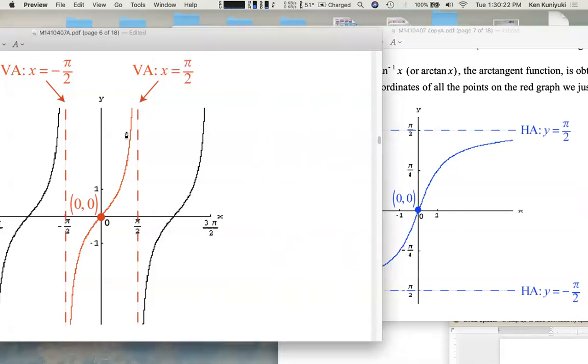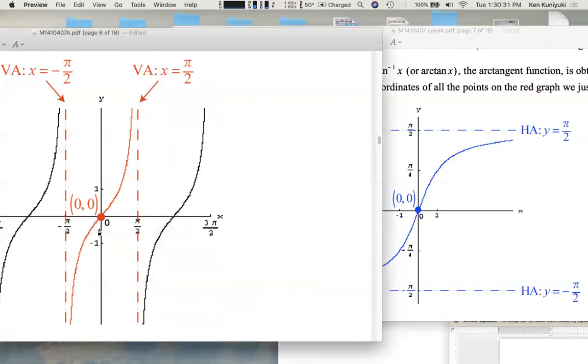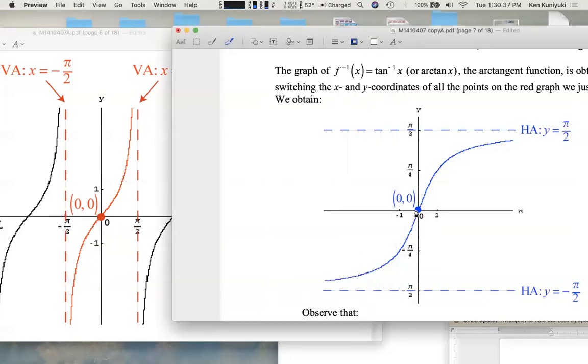This graph in red gets steeper and steeper near the VAs. This graph in blue gets flatter and flatter as it approaches the HAs. There's only one really key point here on the red graph, 0, 0, and it goes to 0, 0. There are other points like 1, pi/4, but we tend not to use the frame method here. We tend not to identify the quarter points so much on inverse trig graphs.